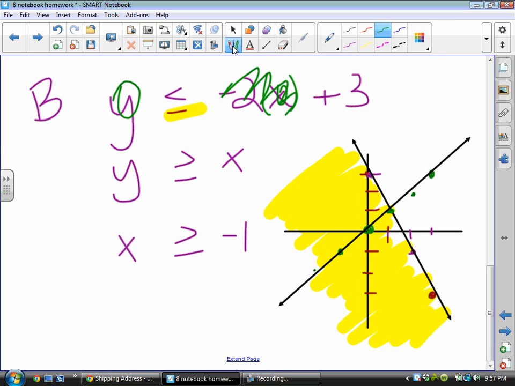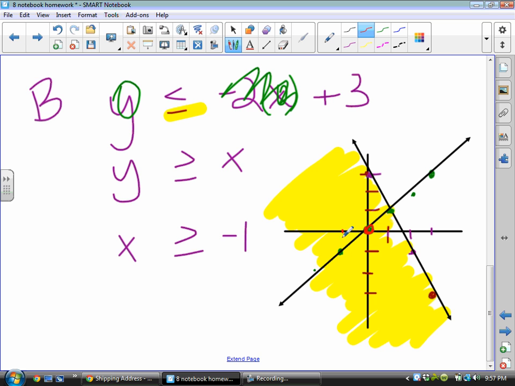Okay. Next we need to decide, do I shade above it or below it? Now I cannot use the point 0, 0 to test because our graph goes through 0, 0. So if I plug it in, is it true, yes or no? That doesn't tell me which side to shade. It's on the line itself. It needs to be a point not on the line.